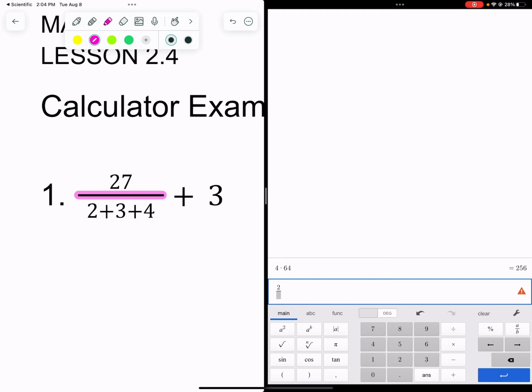That lets me put in my numerator. Remember, that's the top. And then I tap on the bottom and I put in my denominator. Then I'm going to tap out to the side so that what I have typed in looks exactly like what's on my paper. By the magic of Desmos, we get 6.